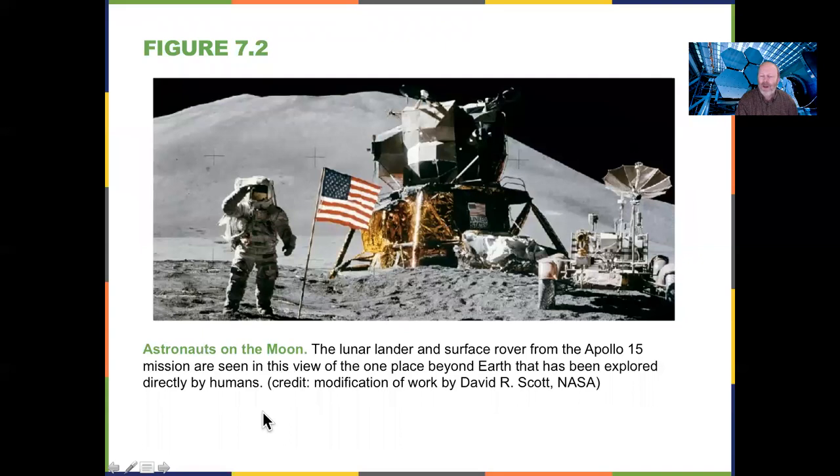We've only ever landed human beings on one other body in the solar system, and that is on the moon. Here we have a picture from Apollo 15. We went from Apollo 11 up until Apollo 17, and with the exception of 13, which didn't actually land on the surface there, we've landed on different parts of the moon.